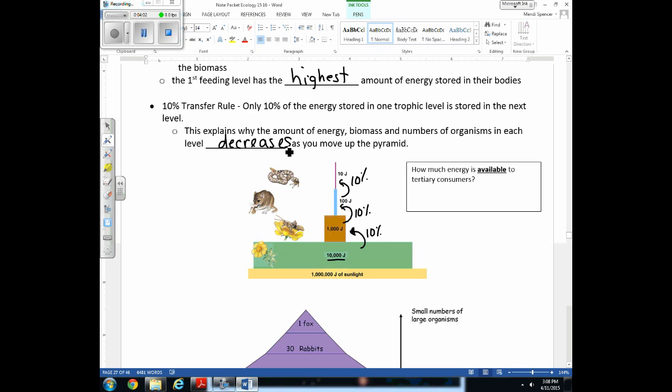So let's make sure you can read this diagram and draw some accurate conclusions. How much energy is available to the tertiary consumers? Well, first you have to figure out what we're talking about when we're talking about tertiary consumers. So this is our first consumer, here's our second consumer, and here's our third consumer. So they're talking about how much energy is available to the snake. This is its food source. It only has 100 joules of energy available to it that it has the opportunity to possibly catch.